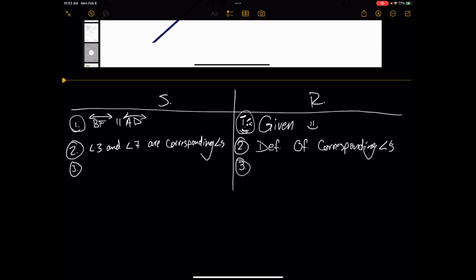Now, what can I say because of that? Then they are congruent. Oh, I can say that angle 3 is congruent to angle 7.